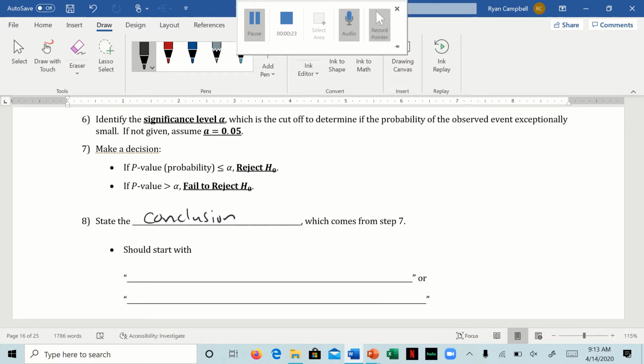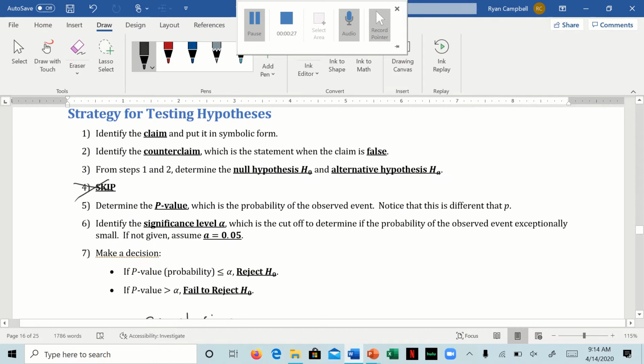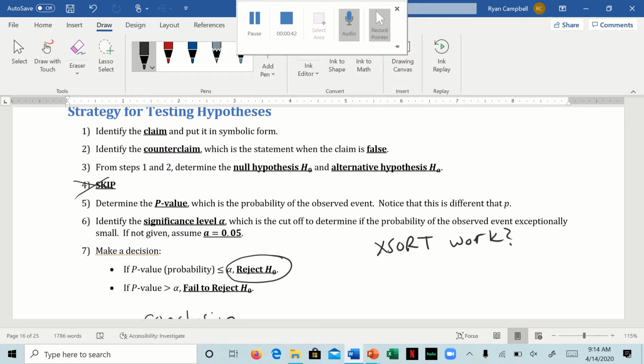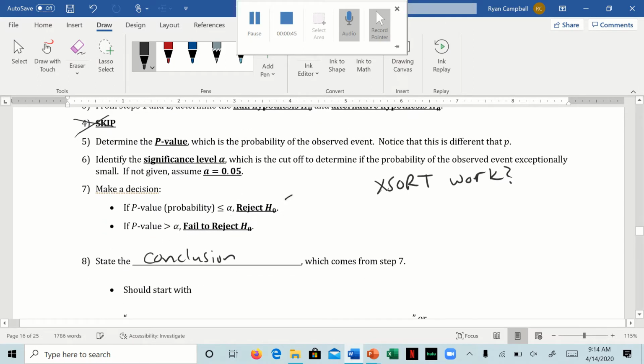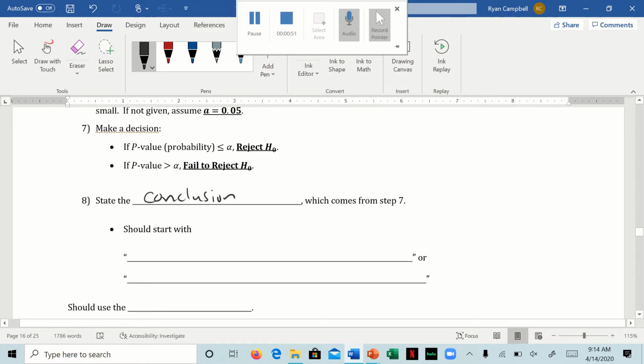Now what? Right? If you were a statistician, for instance, and your boss said, hey, does the XOR method work? Well, you can't go back to them and say, hey, you know what I found out? I rejected that null hypothesis. Right? They're not going to have any clue what you're talking about. So the conclusion basically just puts it back into human words for the layperson, right? The person who doesn't necessarily know anything about math. Not like us. We actually know this stuff now.